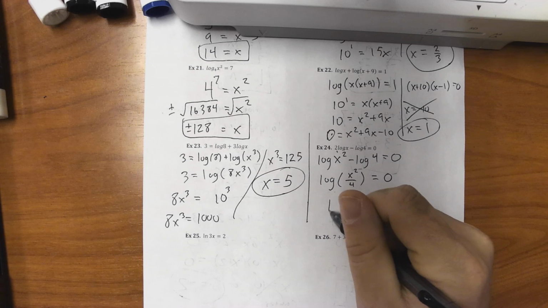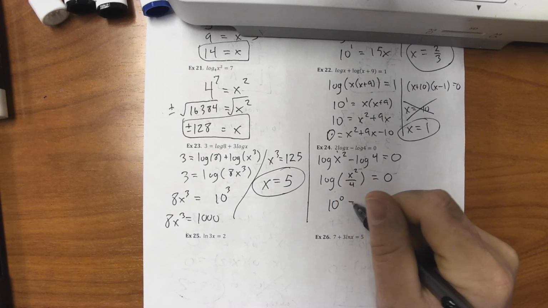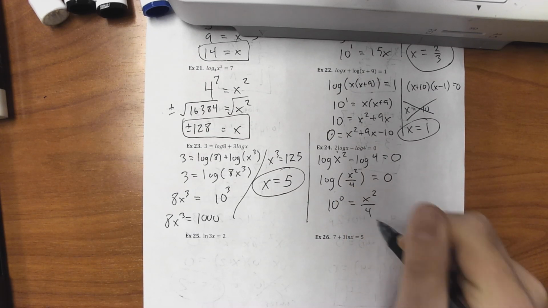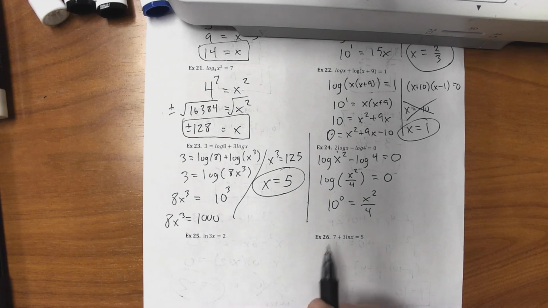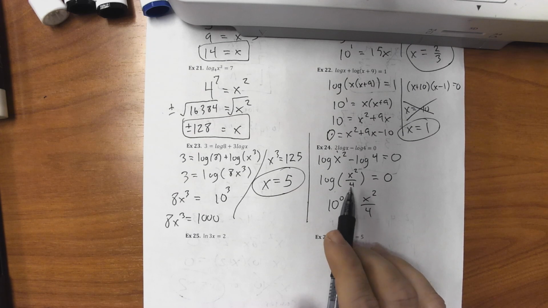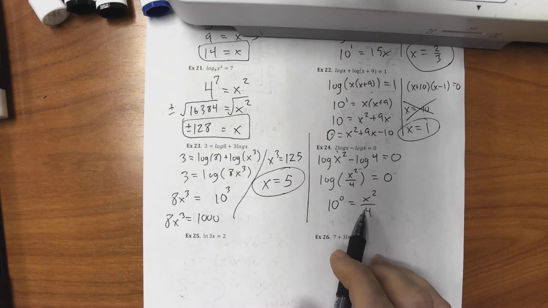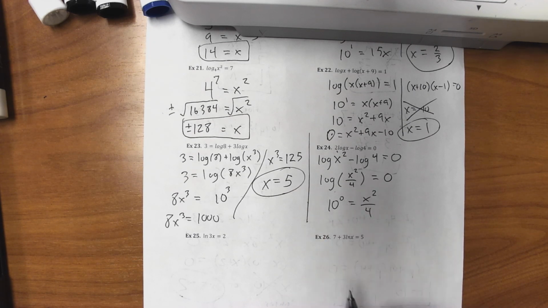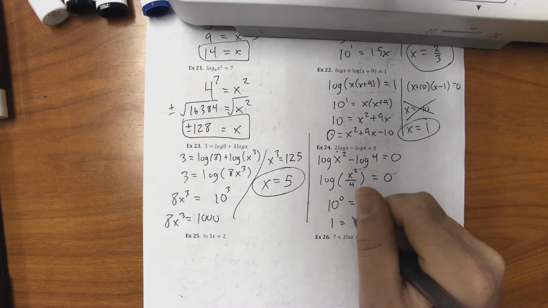So it's going to be 10 raised to the 0 power equals x squared over 4. Remember, when I switch it, base 10 logarithm will switch to a base 10 exponential and then swap the inputs and outputs. So the x squared over 4 goes to the other side of the equal sign. 0 becomes the new exponent. 10 to the 0 equals 1.